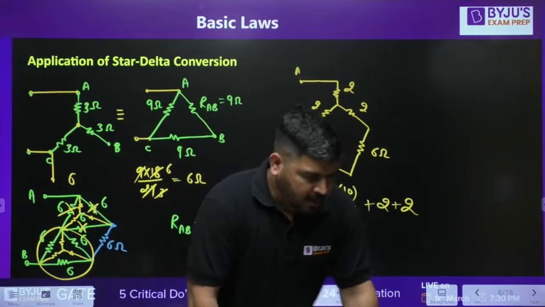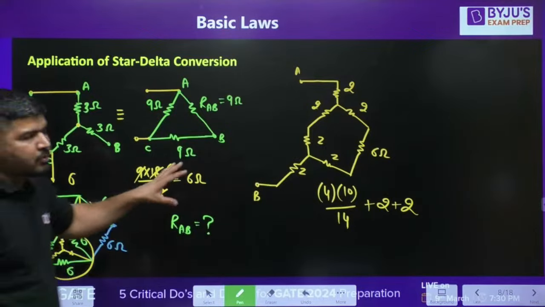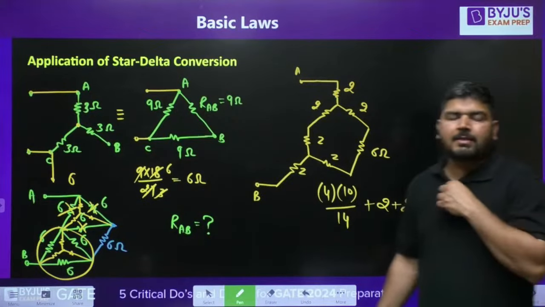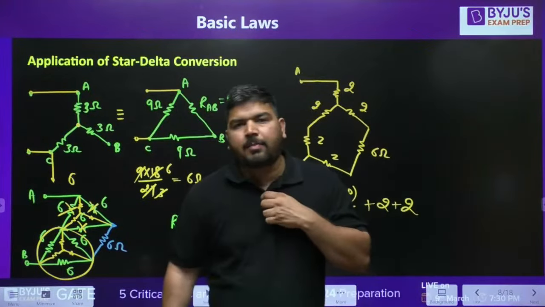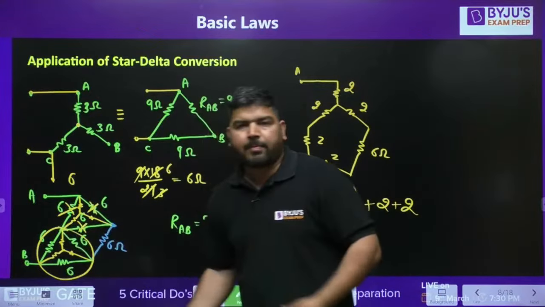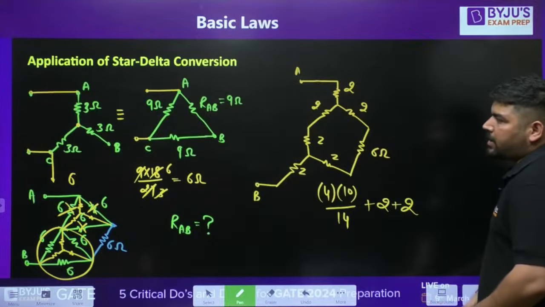Is it clear? Okay. So this was the question and we have solved it using star delta conversion. It is not necessary that you apply the star delta conversion only one time. You can apply it 2 times. In this circuit you have 2 deltas, so we have applied delta to star conversion twice. I hope it is clear.